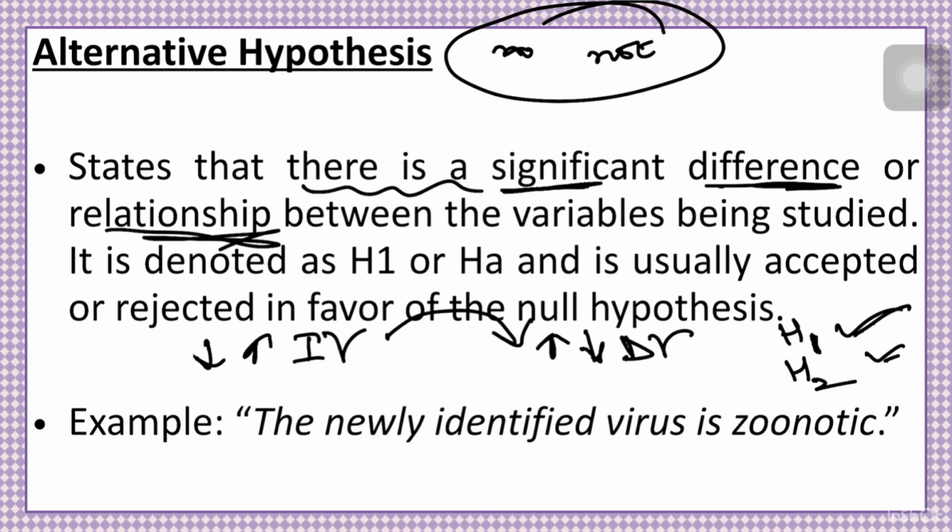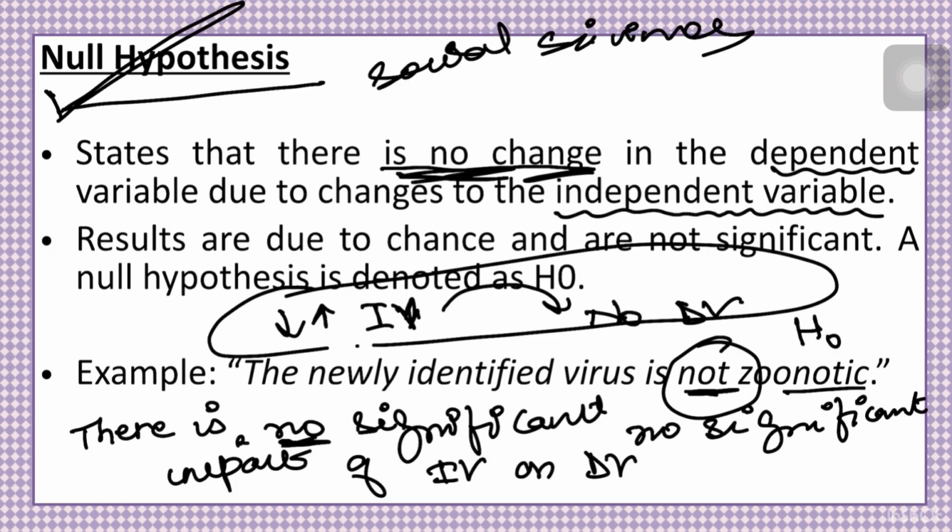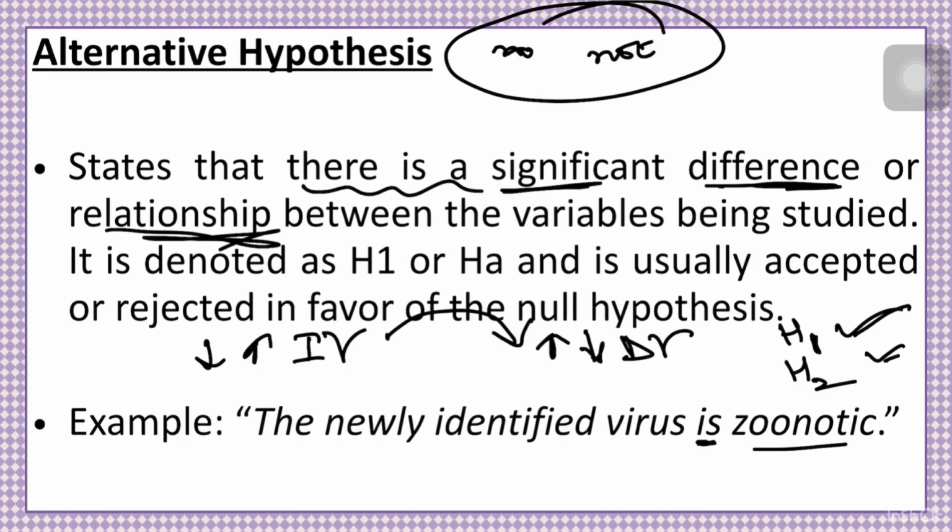Taking the same example, the newly identified virus is zoonotic. In the null hypothesis, we said the newly identified virus is not zoonotic, and in our alternate hypothesis, we are saying it is. This is the positive statement.